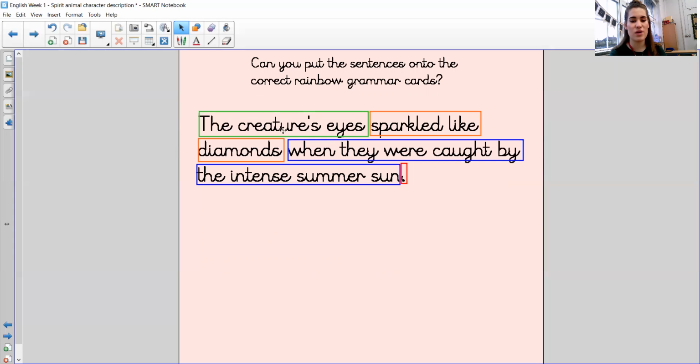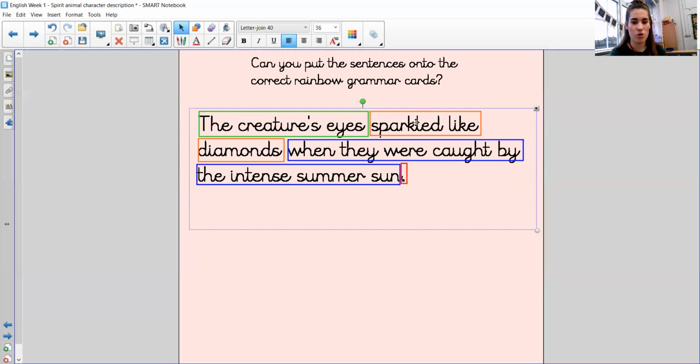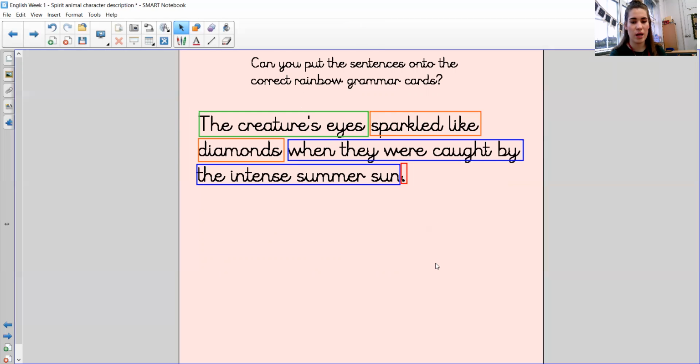So the subject, what this sentence is about, is going to be the creature's eyes. That is in green, because this is what our sentence is all about. It's about the eyes of the creature. The predicate is sparkled like diamonds, because that's what the eyes are doing. The verb is sparkled, and they sparkled like diamonds. Hopefully we can see we've also used a simile because they are like diamonds. So that is our predicate, in orange.